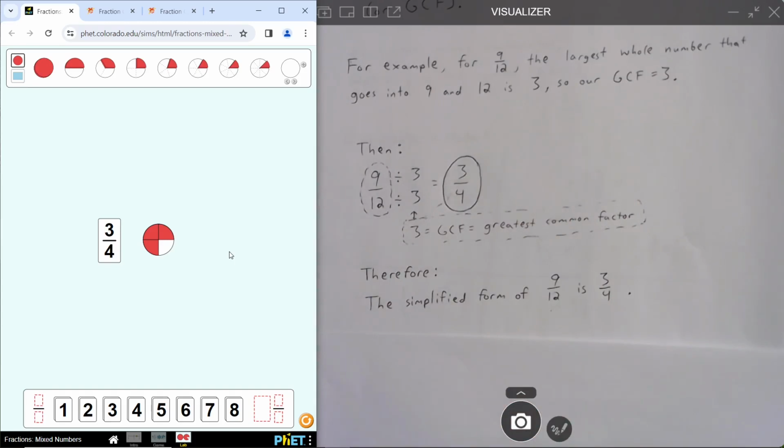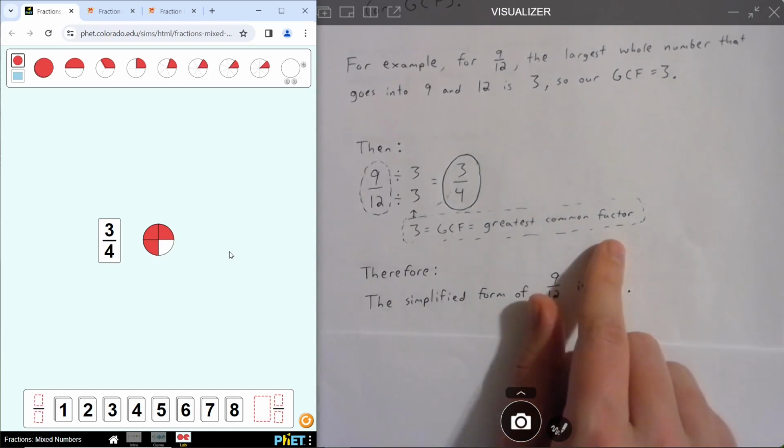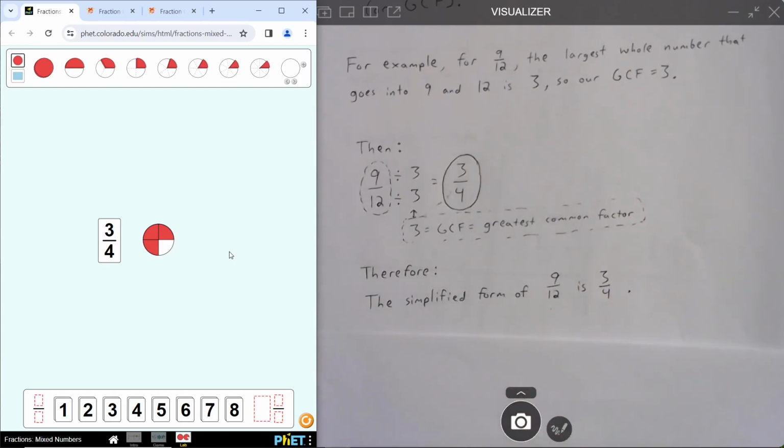Or if you can't figure out what the greatest common factor is, and I think I'd said that recently, I may have mispronounced it a few seconds ago, then you could still try and figure out if any numbers go into both of these, and then just keep on dividing until you couldn't divide anymore. All right?